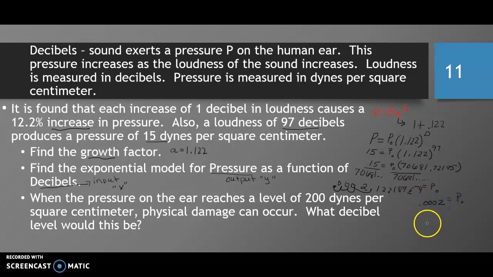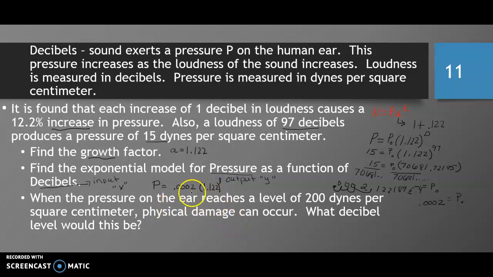0.0002. So after all that, I can actually write my model. So the pressure, the output, starts at 0.0002, and then it grows by 1.122 for every decibel.